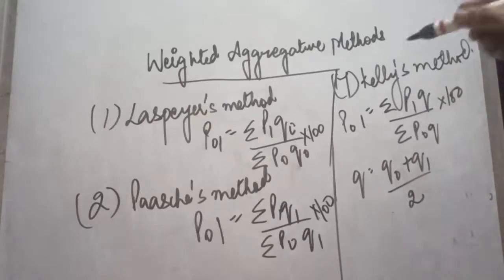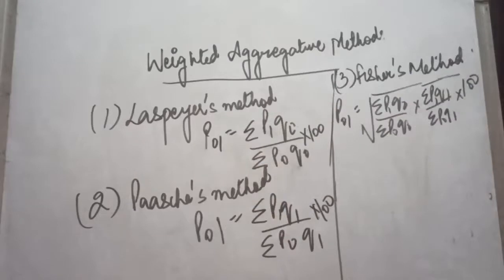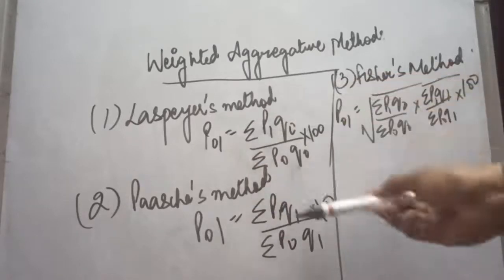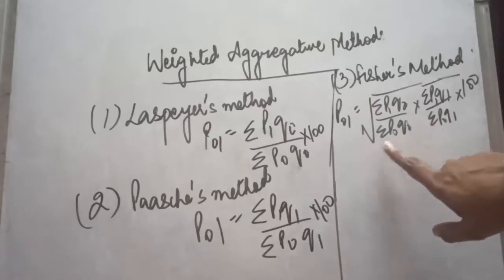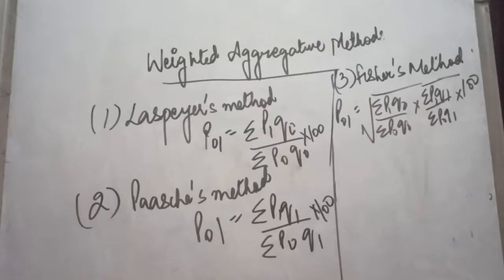So these are the 7 formulas which will be used under weighted aggregative methods, and the 3 main methods that will be asked again and again are Laspeyres' formula, Paasche's formula and Fisher's formula that we have seen. So this is Fisher's formula. These 3 will be repeatedly asked in questions, and if the best 3 methods have been asked, then you will calculate these 3 methods, and if one best method has been asked, then you will calculate only Fisher's ideal index method.